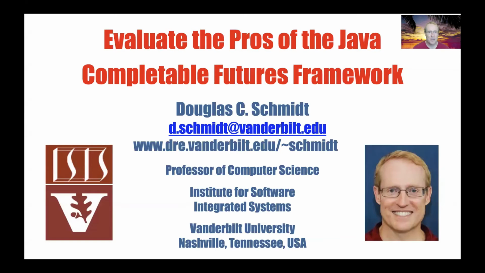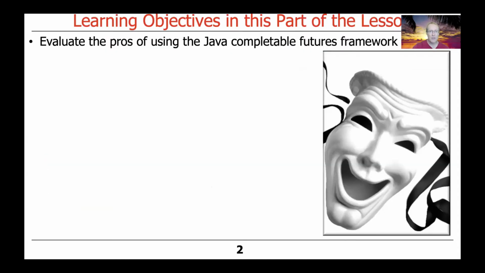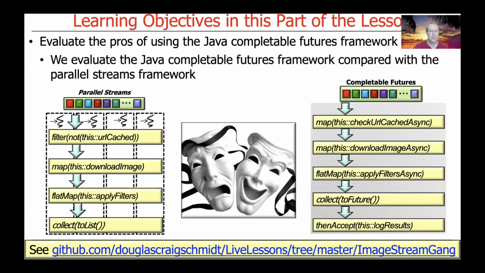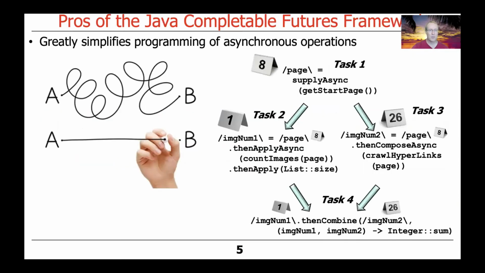So now that we've finished talking about the image stream gang case study and we've talked about the various categories of completable future methods, it's time to take a step back and evaluate the pros and cons of the Java completable futures framework. Because we want to be optimists, we're going to start out by talking about the pros. And to do this evaluation in a representative way, we're going to compare and contrast the use of completable futures relative to alternative ways of doing parallel processing in modern Java, namely using parallel streams. And we'll use the image stream gang case study that we've now explored from a couple different perspectives to help make this very concrete and tangible.